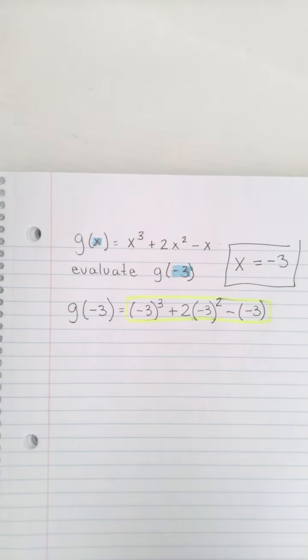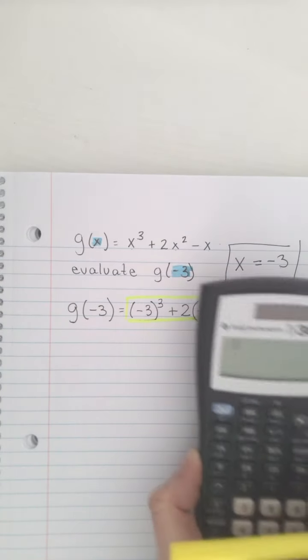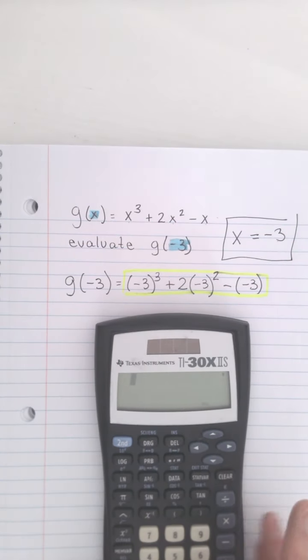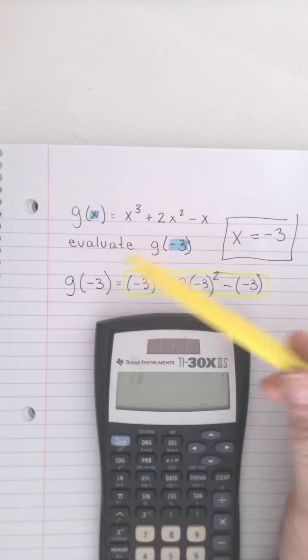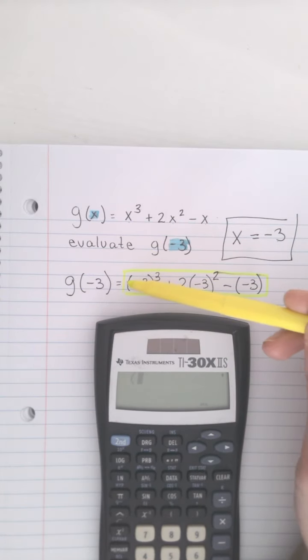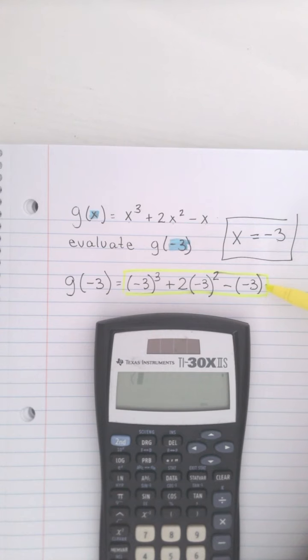Now, because this was on the Regents, this work is required for full credit, but now I can use my calculator to finish the rest. So let's see, I have my calculator right here. Now again, I'm not putting g of -3 equals into my calculator. The only part that I'm putting in my calculator is the second half where I did all of the substitution.